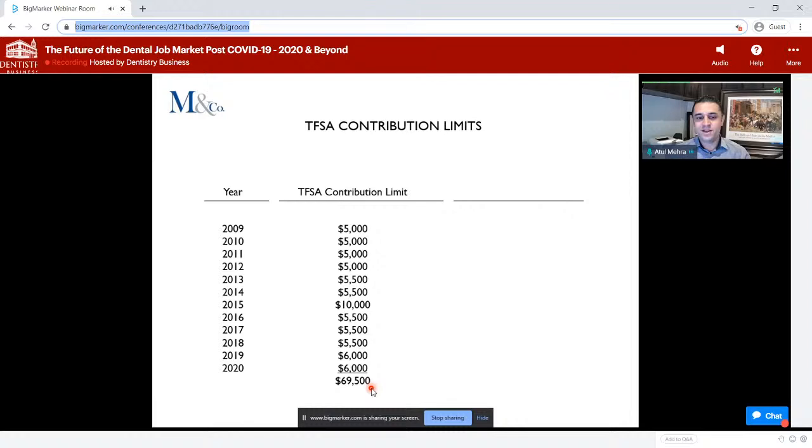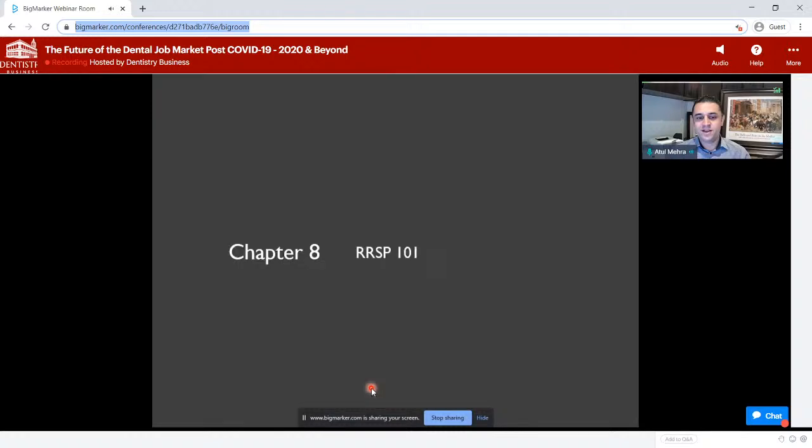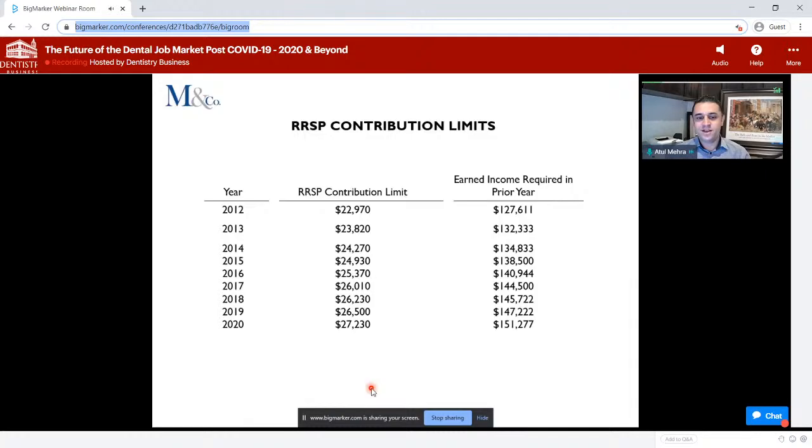You can just simply walk into a financial institution, open up a tax-free savings account, contribute the funds into the tax-free savings account, and you don't have to pay tax or report the interest or dividends or capital gains. So it's a great way to accumulate return without paying tax. The other vehicle is the registered retirement savings plan.